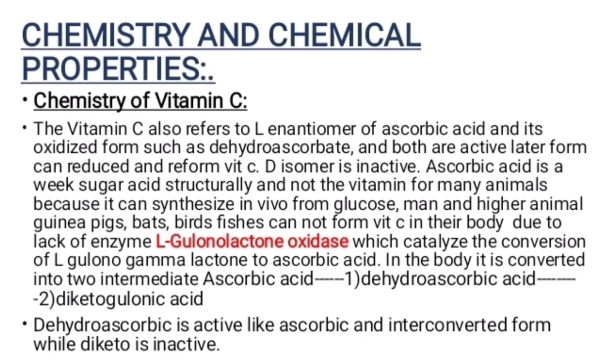In the body, it is converted into two intermediates. One is dihydroascorbic acid and the second one is diketogluconic acid. The ascorbic acid and dihydroascorbic acid are interchangeable forms, so they are both active, while diketogluconic acid is not the active form of vitamin C. So once it is formed, it will be eliminated as such in diketogluconic acid form or can be converted into oxalic acid.